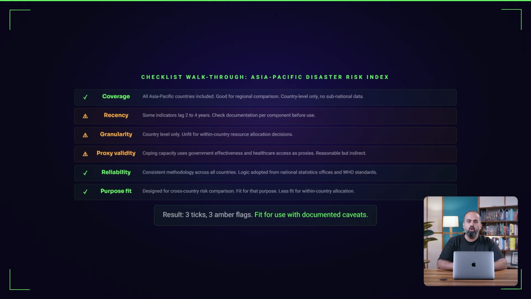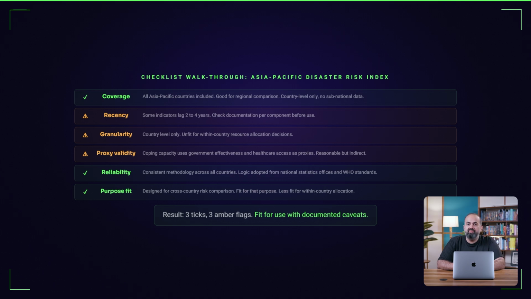Proxy validity. Coping capacity is measured using indicators like government effectiveness scores and access to healthcare. Reasonable proxies, but not a direct measure of how any specific community will actually respond to a disaster. Reliability. This is a teaching dataset designed to reflect real-world patterns. We cannot verify it against live official sources. But its structure and indicators are adopted from National Statistics Office and WHO standards, which means the logic is sound and is good enough for our learning purpose.